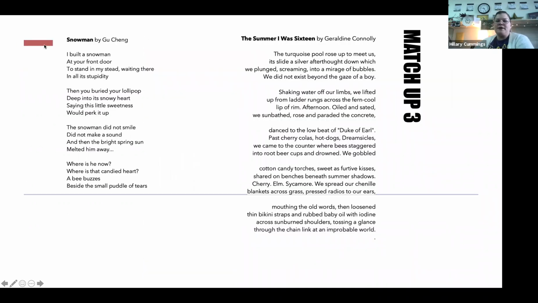Our matchup number 3, the first one is Snowman by Gu Chang. I built a snowman at your front door to stand in my stead, waiting there in all its stupidity. Then you buried your lollipop deep into its snowy heart, saying this little sweetness would perk it up. The snowman did not smile, did not make a sound, and then the bright spring sun melted him away. Where is he now? Where is that candied heart? A bee buzzes beside the small puddles of tears.